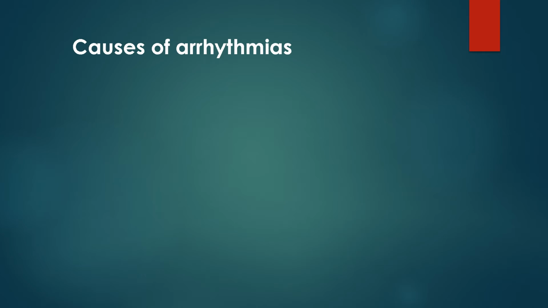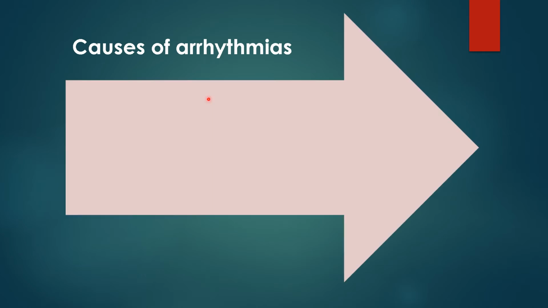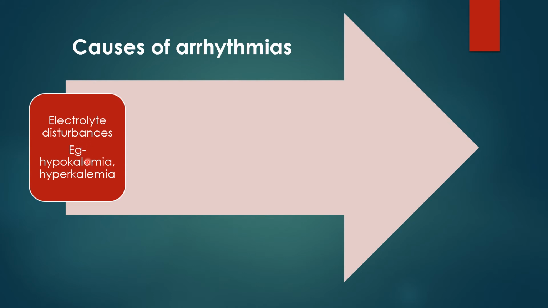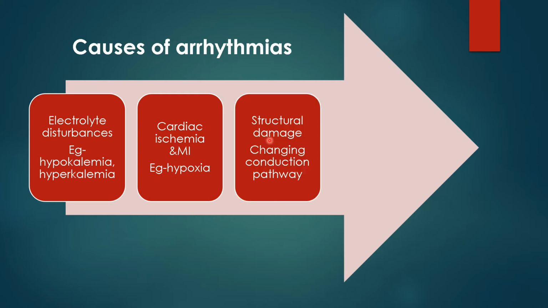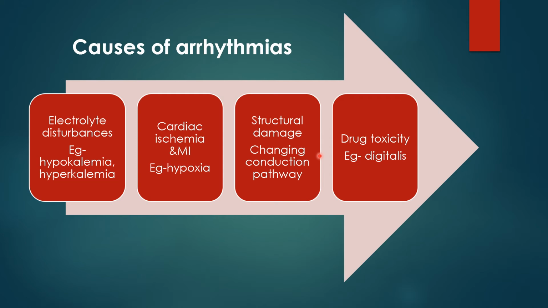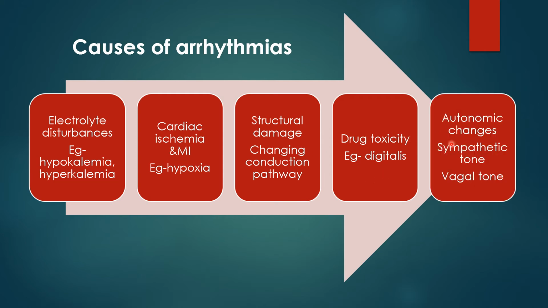Now what are the causes of arrhythmias? Arrhythmias can occur when there are electrolyte disturbances, as seen in hypokalemia and hyperkalemia. If there is an ischemic condition, because of hypoxia, arrhythmia can occur. If there is structural damage, a change in conduction pathway causes arrhythmia. Drug toxicity, like digitalis toxicity, is one reason. And if there are autonomic changes, like an increase in sympathetic tone or vagal tone, we see arrhythmias.